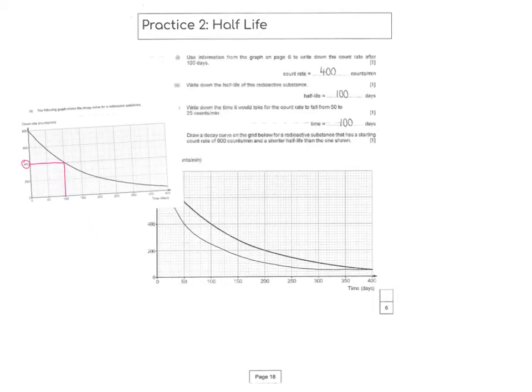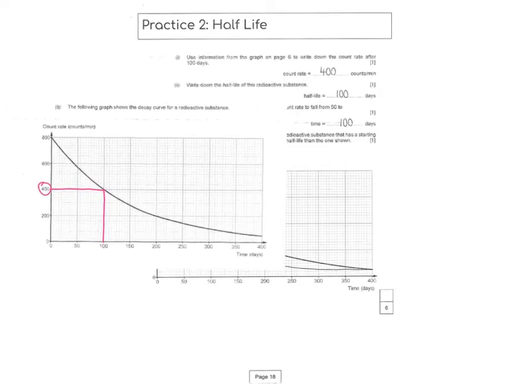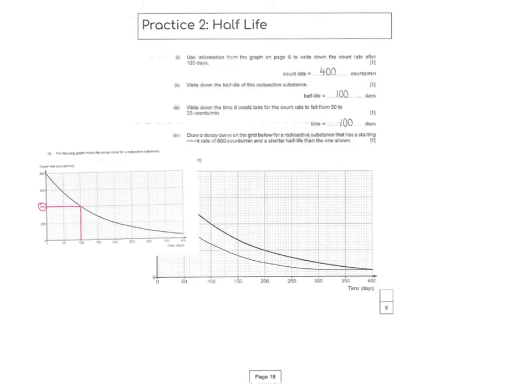Then write down the half-life of this radioactive substance. So the half-life is a time taken for it to half. So starts at 800, half down to 400, and again I'm going across and I end up with the 100 days. Then it says write the time it would take for the count rate to fall from 50 to 25 counts a minute. With that then, again, if the count rate starts at 50, it would half at 25 counts, so that would be a half-life, so it would be 100 days again.